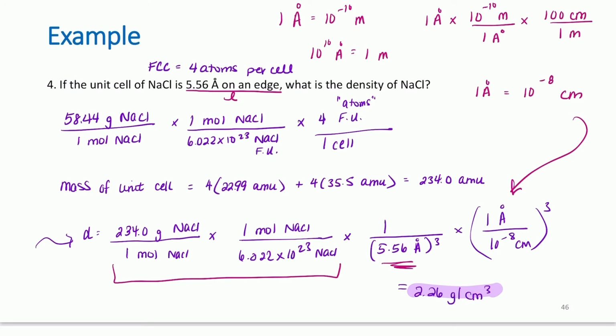I found here the mass of the unit cell. I divided it by the volume of the unit cell. And then I was given the original volume, or the original length in angstrom, so I just had to convert to centimeters to get centimeters cubed for the density.